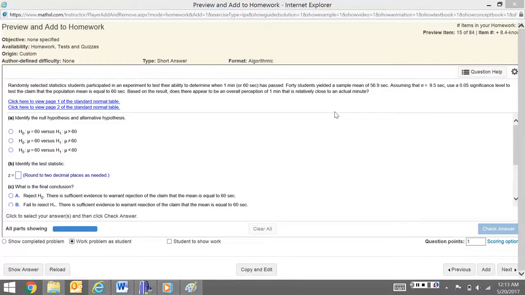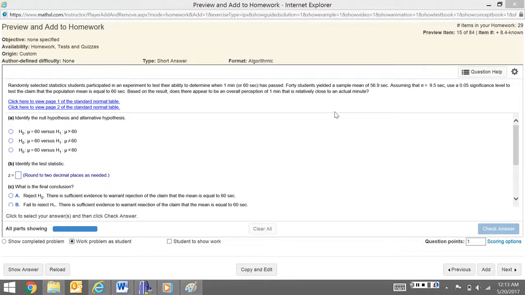We have randomly selected statistics students participating in an experiment to test their ability to determine when 1 minute, or 60 seconds, has passed. 40 students yield a sample mean of 56.9 seconds. Assume that the population standard deviation, we know it's the population standard deviation because it's a Greek letter. So if it's an English letter, it's a sample statistic. If it's Greek, it is a population parameter. Is 9.5 seconds. Use 0.05 significance level to test the claim that the population mean is equal to 60 seconds.